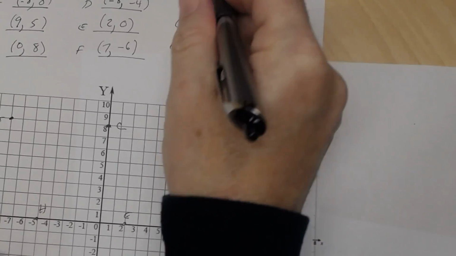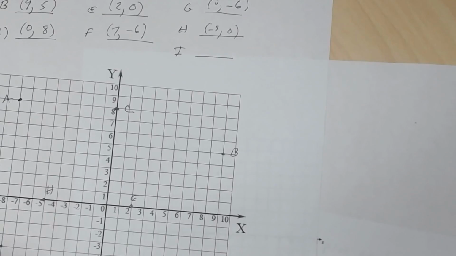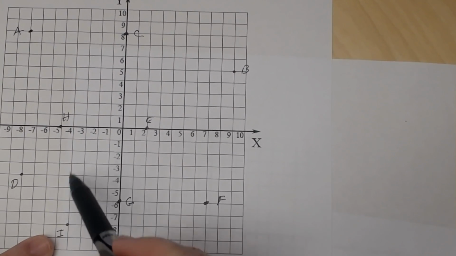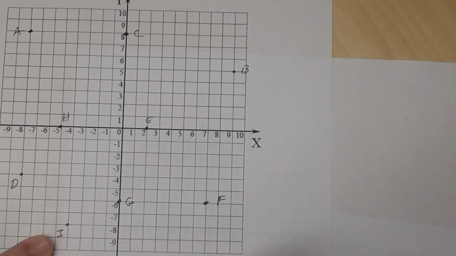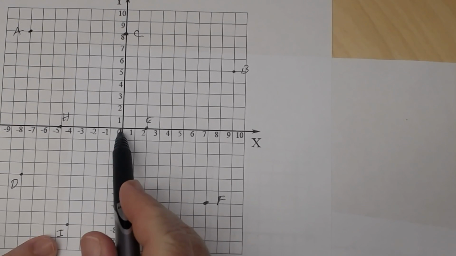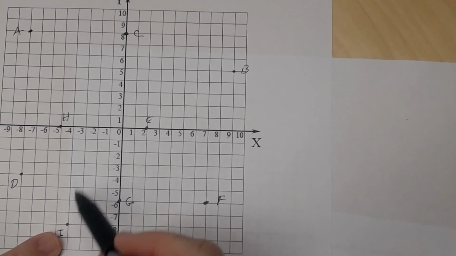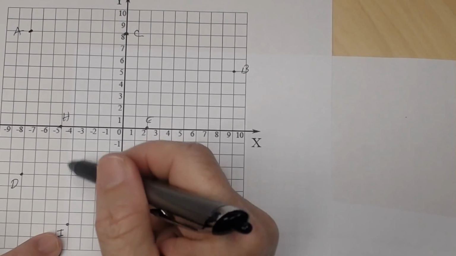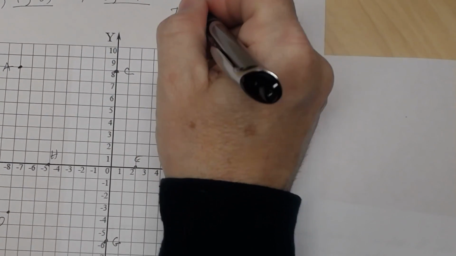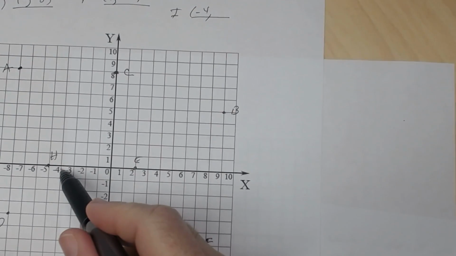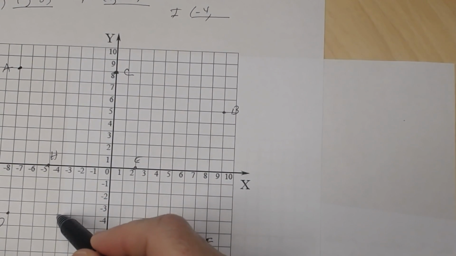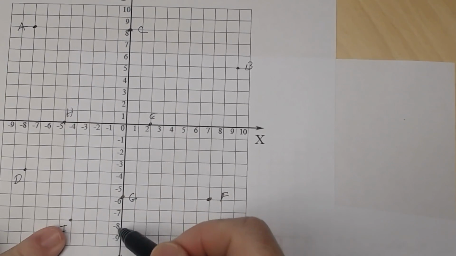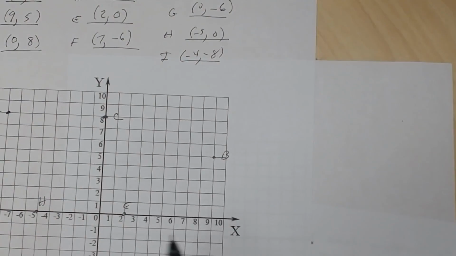And then finally, let's talk about I. Here's where I is located. Notice that I is in quadrant 3. All the x-coordinates are negative, and the y-coordinates are negative as well. I start at the origin and go to the left 4 units until I get right above it, so -4. Then I go down 1, 2, 3, 4, 5, 6, 7, 8, which corresponds to this number right here.